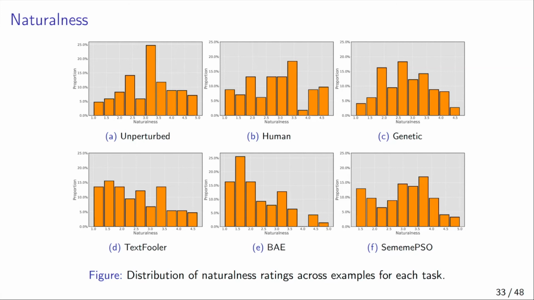If we compare the naturalness distribution of the unperturbed ones to the different attacks, we can see that just by looking at here, the distribution for humans remains fairly similar. Same for the genetic attack. For Textual, we have a tendency towards less natural ratings, and something similar for BAE. And for the CMU-PSO, we see something similar as for the other 2 attacks here.